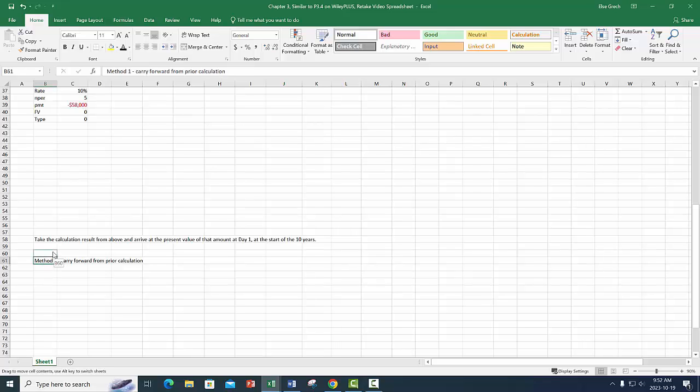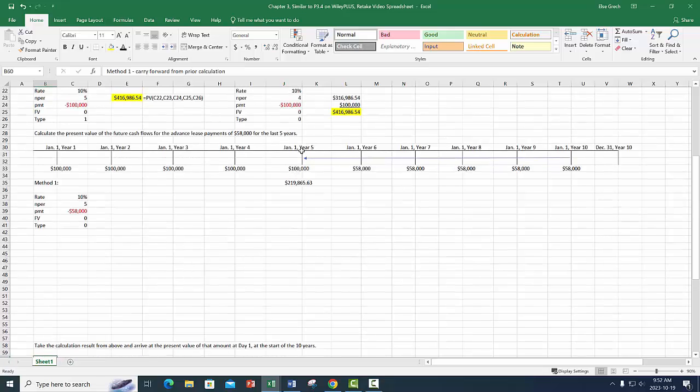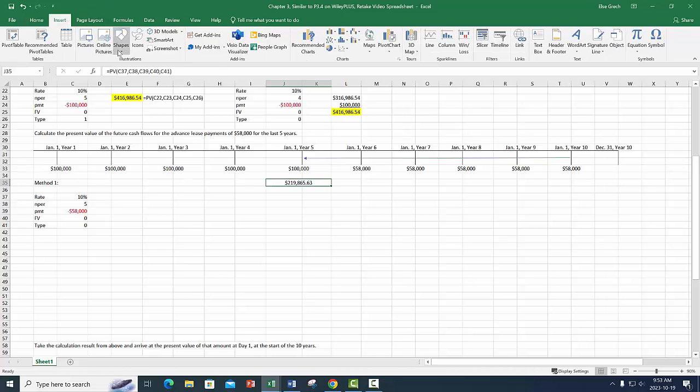We're going to do this method 1. So I'm carrying forward the method 1. Keep in mind that I am sitting at January 1st, year 5 in method 1. If that's true, and I want to now take this amount and present value it, I have to, and I'm just going to insert an arrow here. I'm going to take it from here and carry it forward to there.